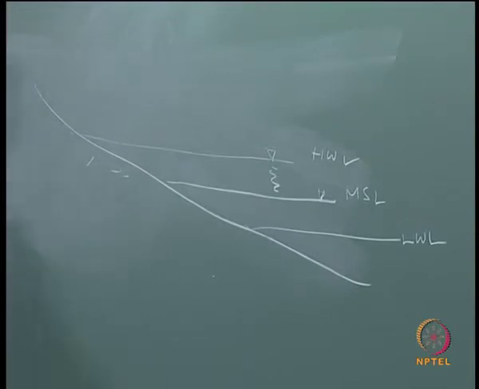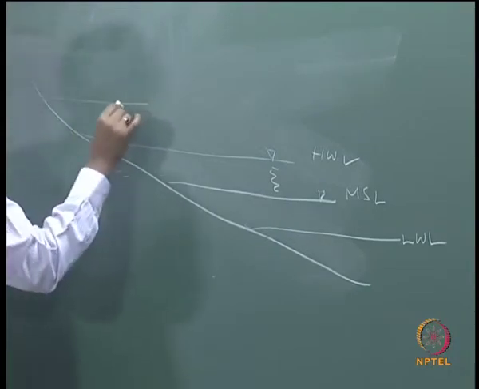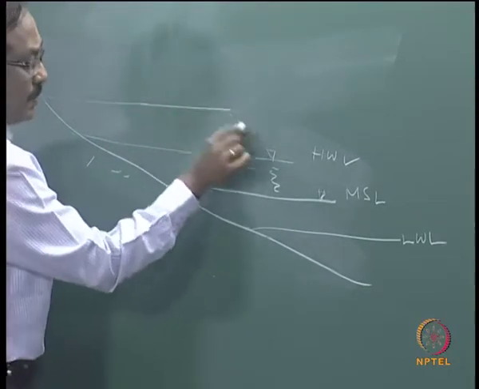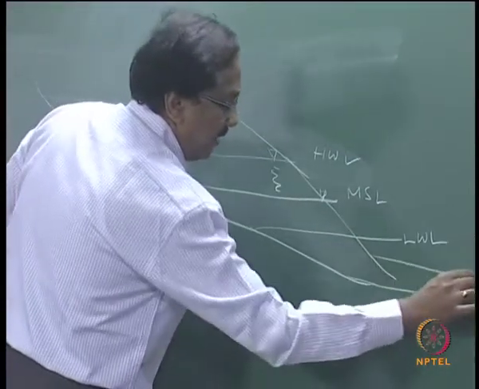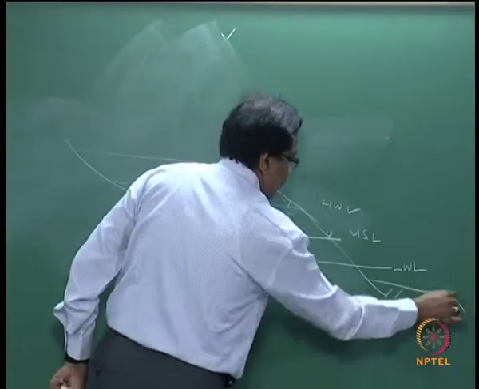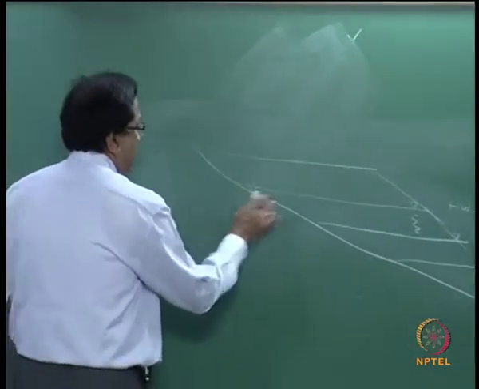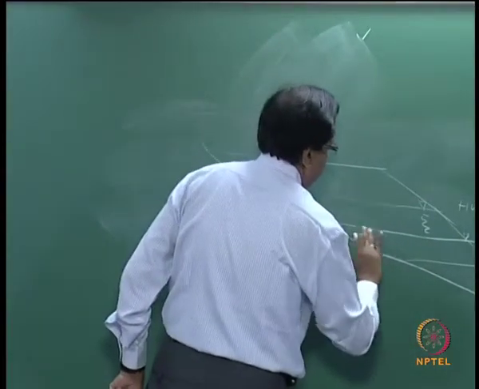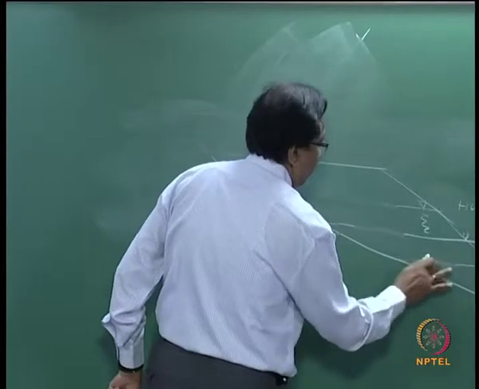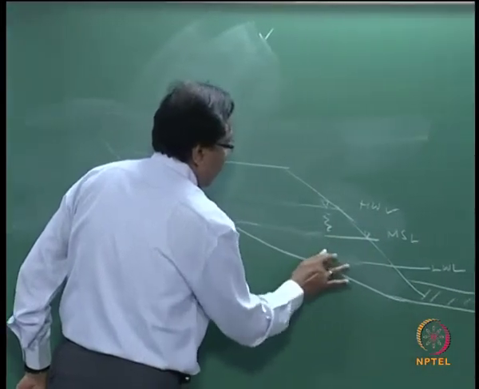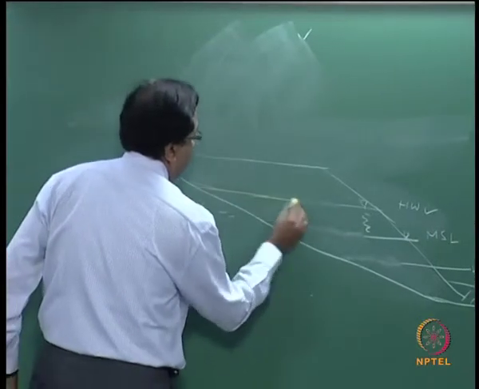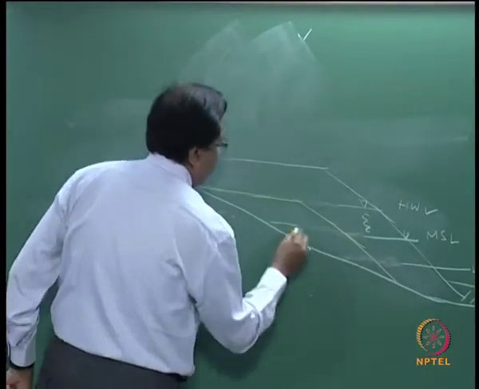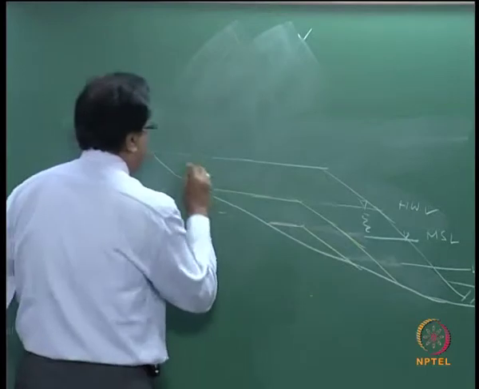So when I have the structure extended like this, maybe I have a toe protection here, okay. These are the levels which I just indicated here, and now I may have something like this, okay.